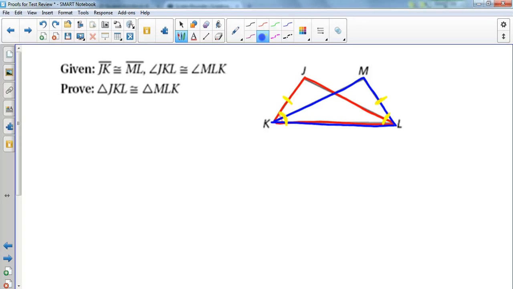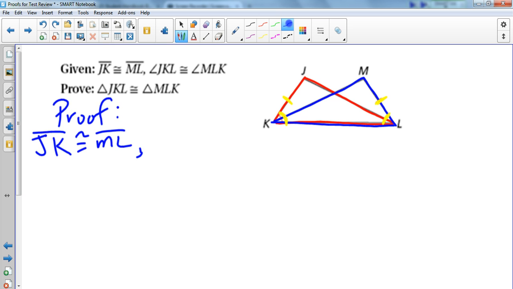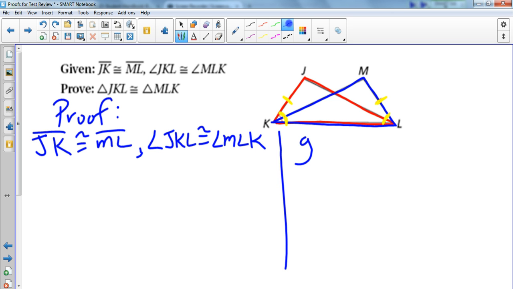What's nice about this proof and the given information is that we're already given a side and an angle congruence pair. So we actually have two out of the three pieces that we need to argue. There's got to be a third piece that we know. So let's first start the proof. Write the given. We know that JK is congruent to ML, and also angle JKL is congruent to angle MLK. The reason we say that is it's given to us. So that's stating that side congruence and the angle congruence. So we need that third part.